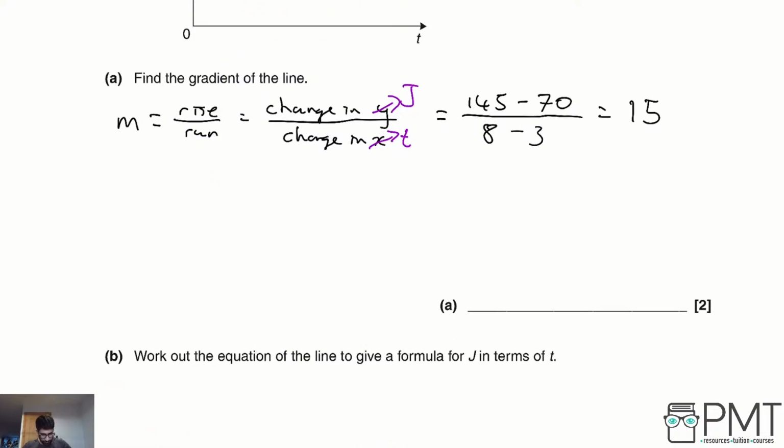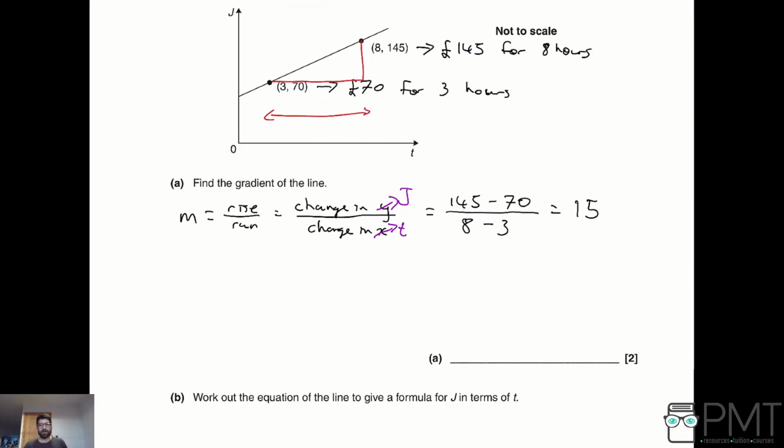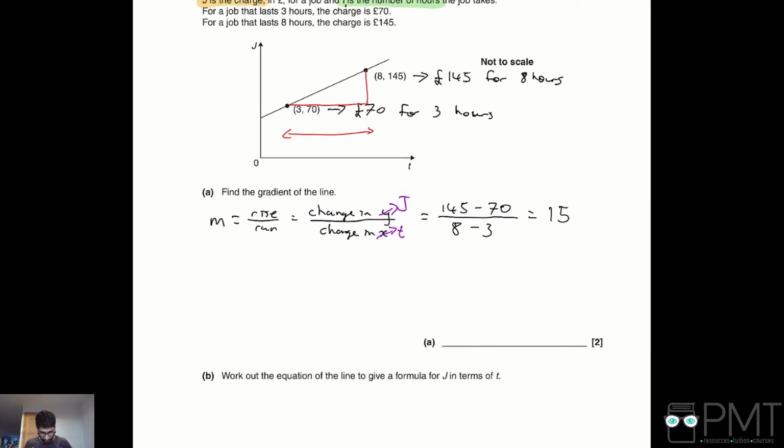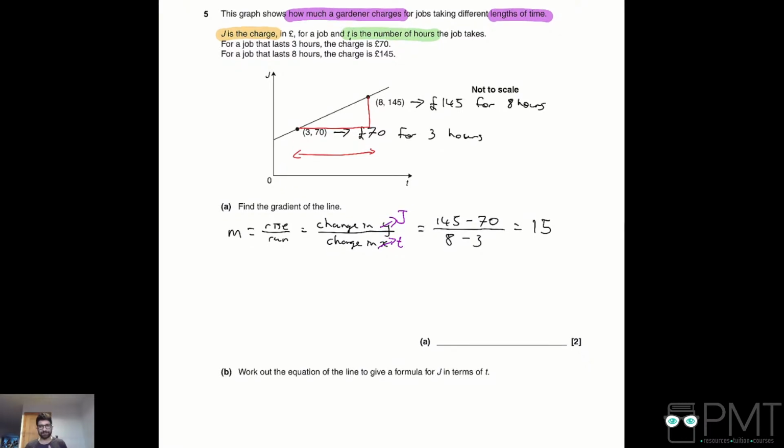Right, let's continue. Part B, work out the equation of the line to give a formula for J in terms of T. Right, so I hope things are coming together here, in the sense that we have got a context. Previously it said find the equation, and then we wrote something in y and x. But now we want to find a formula for j in terms of t. It's still the same thing really.